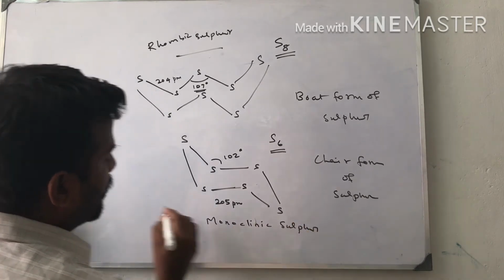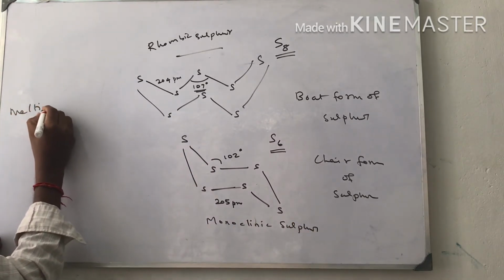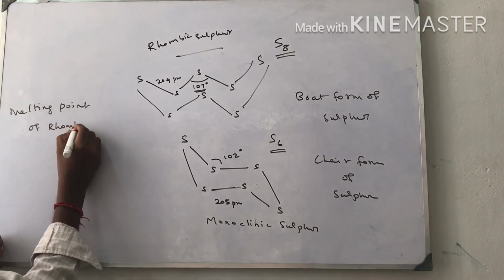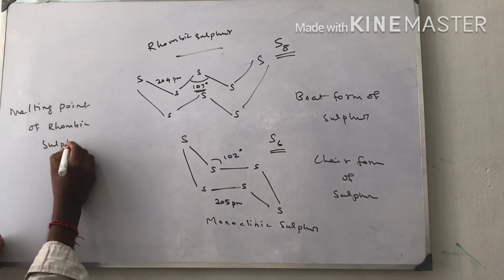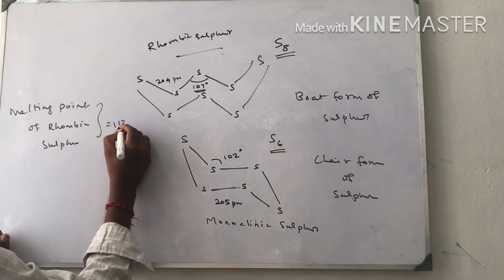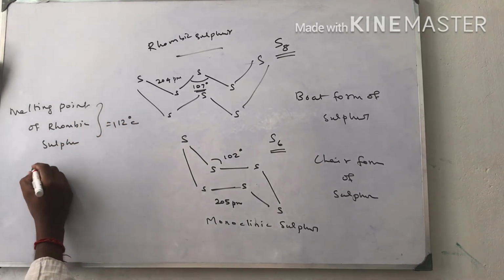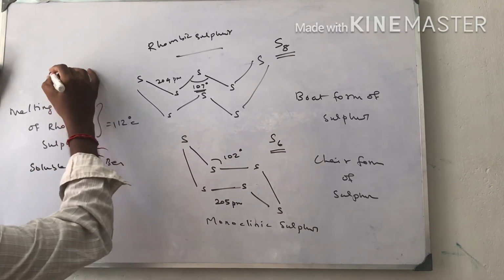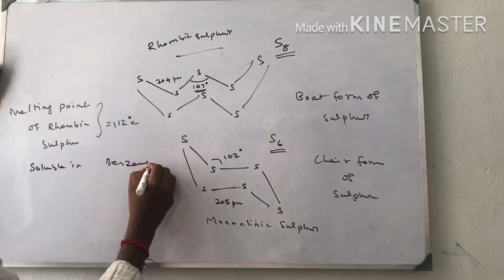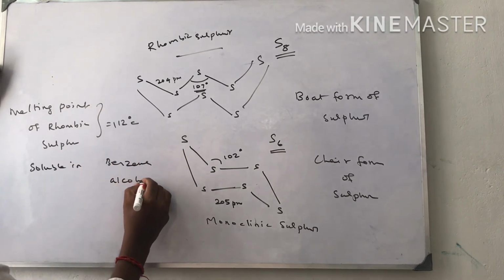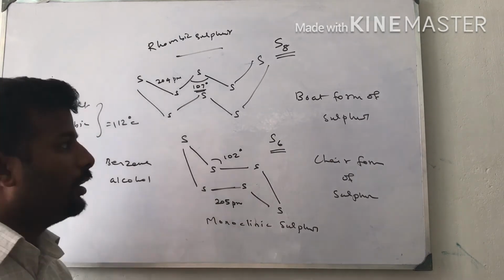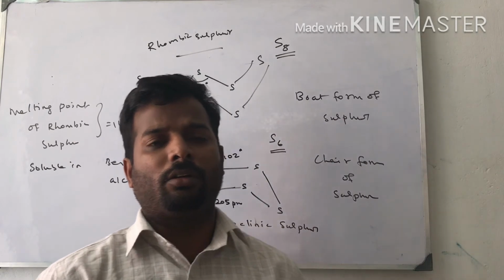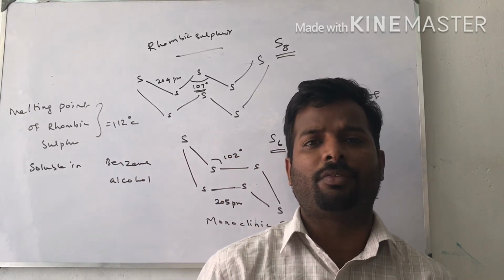And the melting point of rhombic sulfur is 112 degrees Celsius, and it is soluble in benzene and alcohol, and insoluble in water. Now we are going to start with the preparation of monoclinic sulfur. This is also an important form of sulfur.